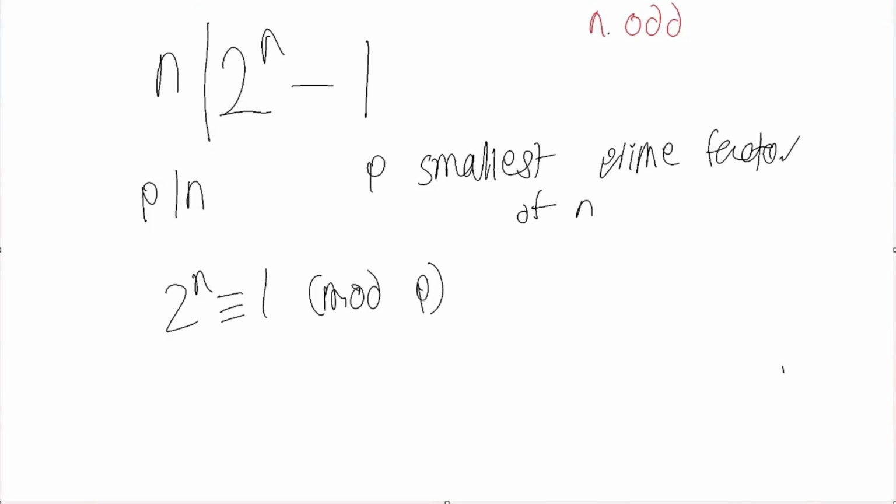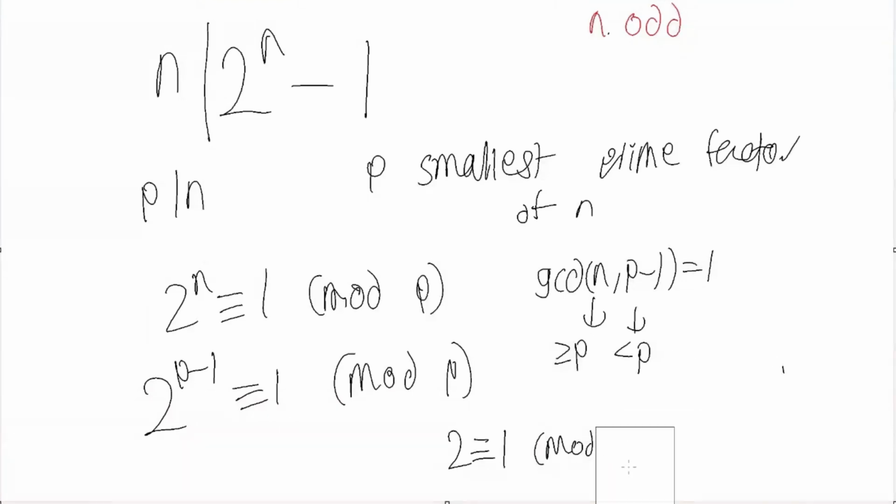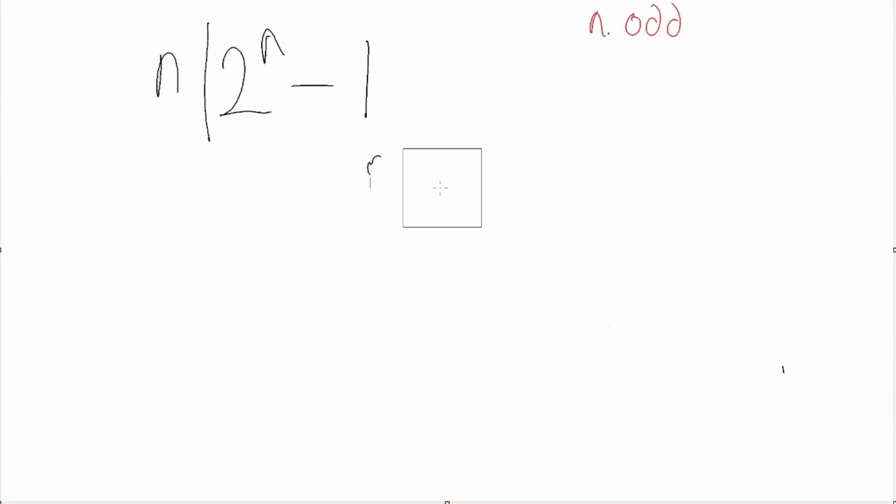But then 2 to the p minus 1 is equivalent to 1 mod p by Fermat's little theorem, because clearly p is odd. And since GCD of n and p minus 1 is equal to 1, because this has prime factors less than p, n is greater than or equal to p. This implies that 2 is equivalent to 1 mod p, which doesn't work. So therefore, the value of p cannot exist. In other words, n has no prime factor.